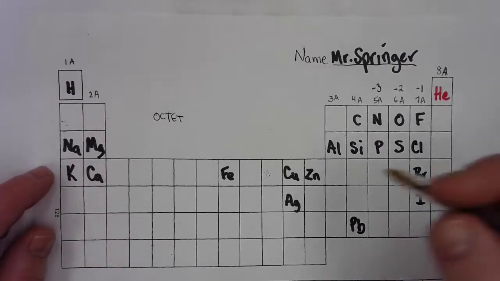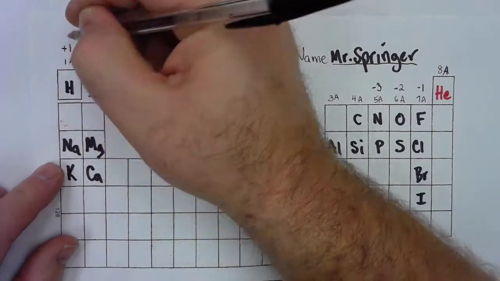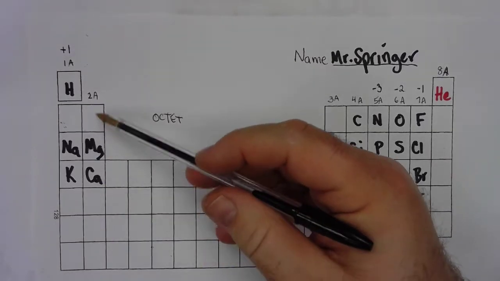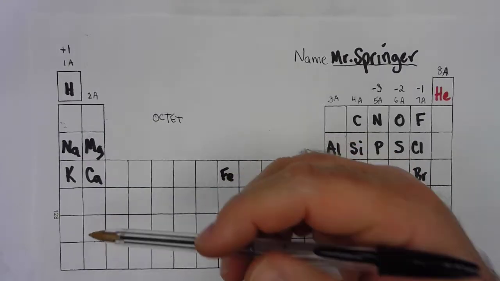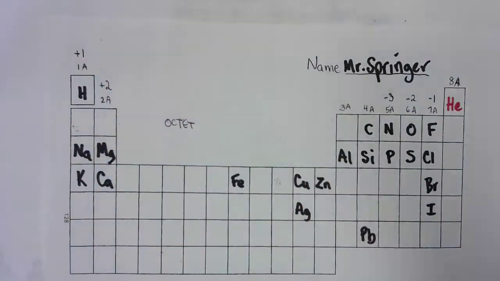Those in the first column tend to want to lose an electron, and when they lose 1, now they have 1 fewer negative charge, 1 fewer electron than protons, so they end up with a charge of +1 because of that one fewer electron. The ones in the second column need to give up 2. When they give up 2, they end up with a charge of +2.